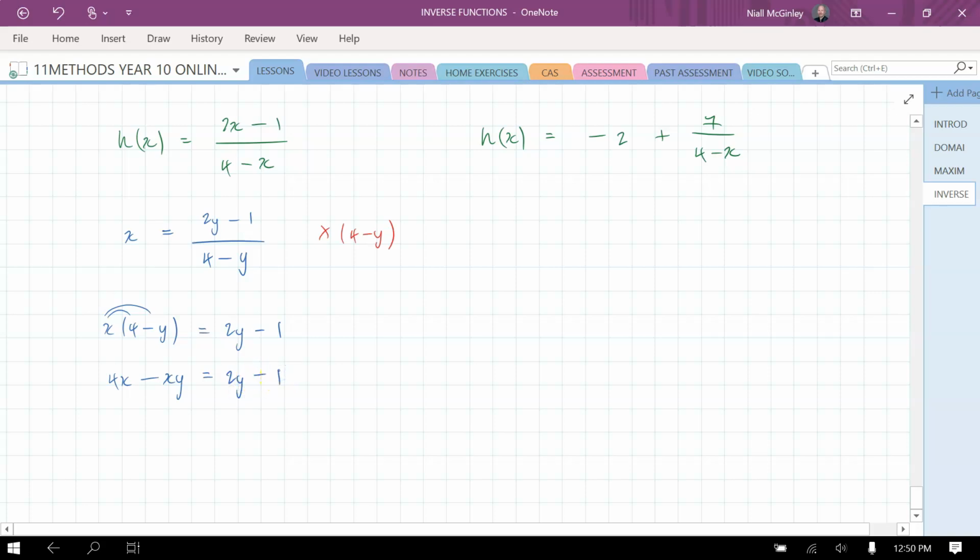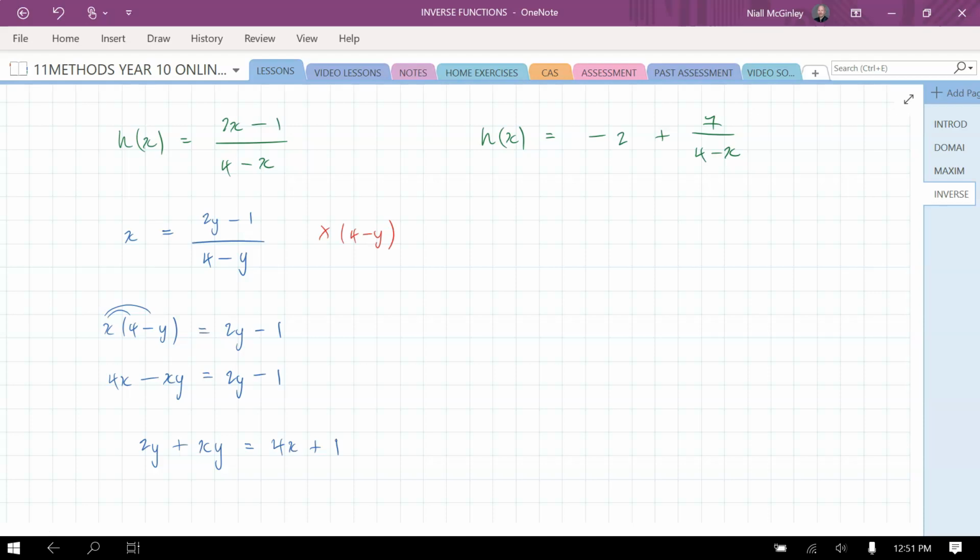So I'm trying to find out what y is. So basically I want all the y's on one side. So what I'm going to do is take this over to the right hand side. So it'll become 2y plus xy. So therefore I'm going to move this minus 1 over here. So it'll be 4x plus 1. So if you do it a different way, you'll just have different signs. It'll still be the same function.